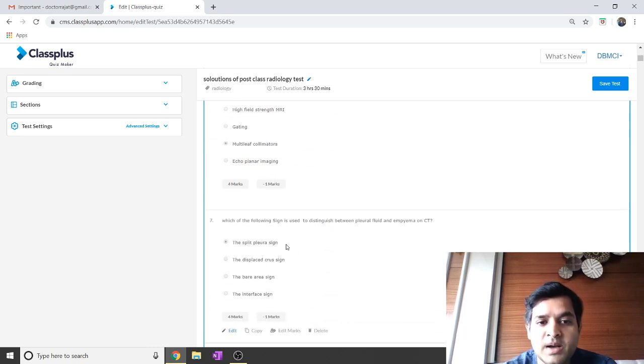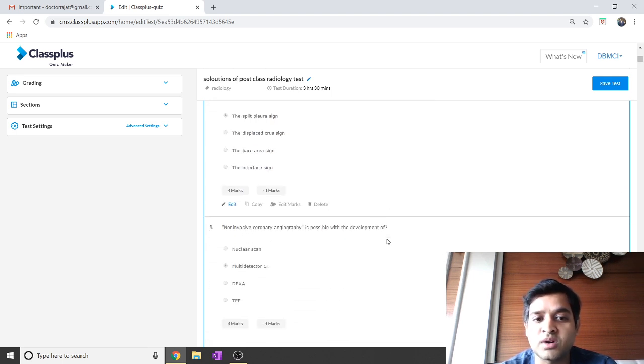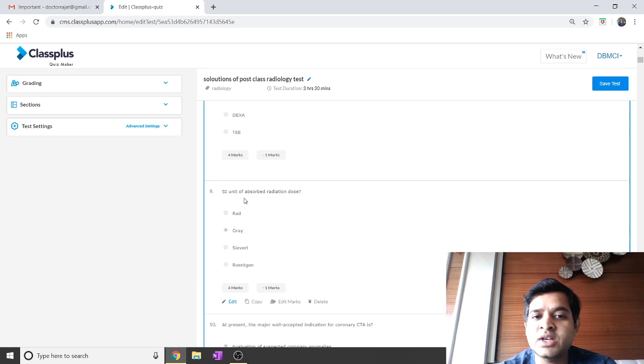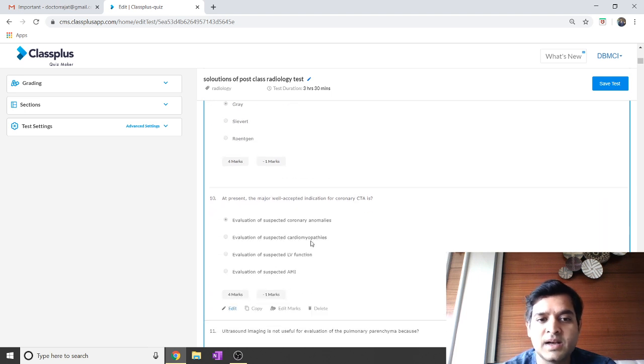Which of the following signs is used to distinguish between pleural fluid and empyema? It is the split pleura sign, which is seen in empyema, not in a normal pleural fluid. Non-invasive coronary angiography is possible because of the development of multi-detector CT scans. SI unit of absorbed radiation dose is gray. Conventional unit is rad, SI unit is gray.